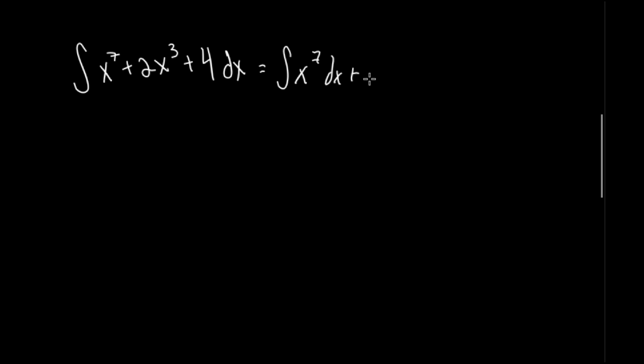So let's do the integral of x to the power of 7 plus 2x cubed plus 4. Now, with one of your properties, you can distribute this integral all out. Right? So you could do the integral of x to the power of 7 dx plus the integral of 2x cubed dx plus the integral of 4 dx.